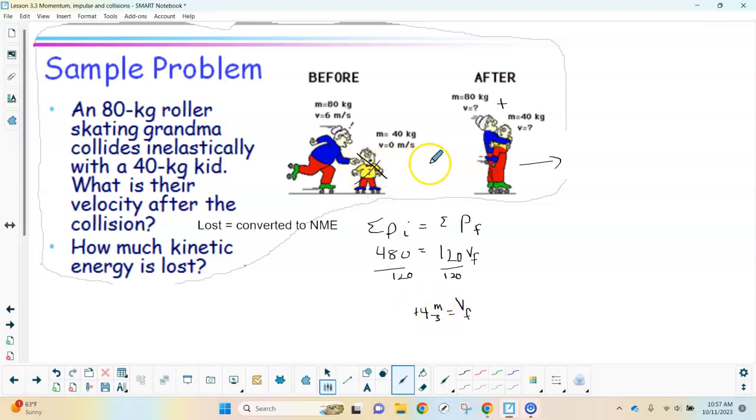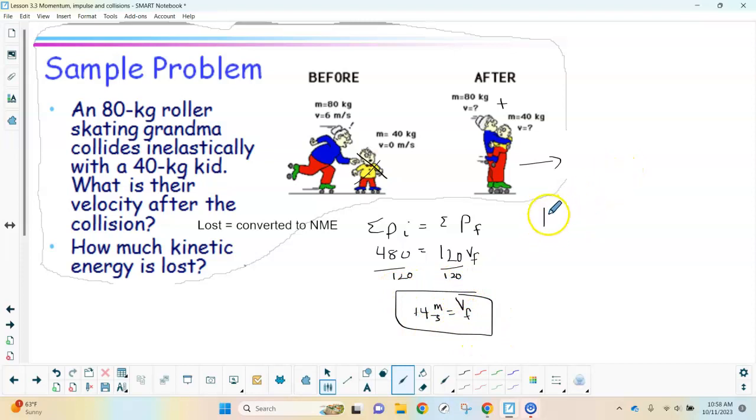Like this kid is obviously going to speed up because he's not moving and is going to start moving. In order for him to speed up, grandma has to slow down. So she goes from 6 to 4, he goes from 0 to 4. And that's the idea, so that seems to check out and make sense. So that's your answer: positive 4.